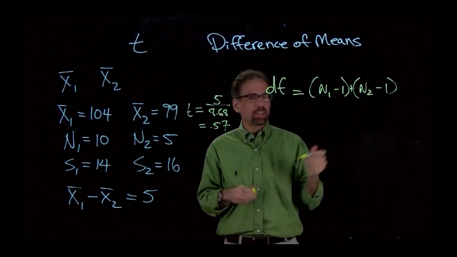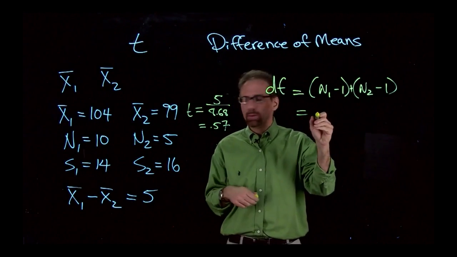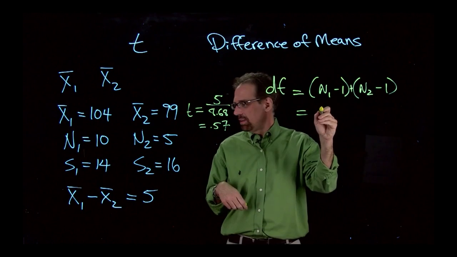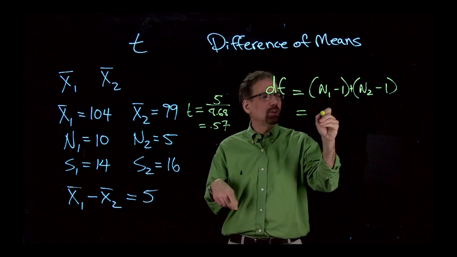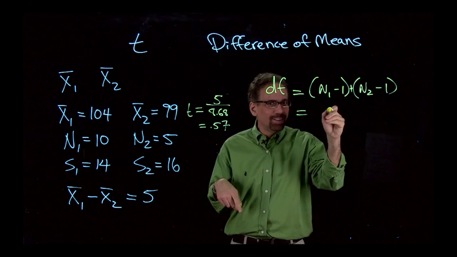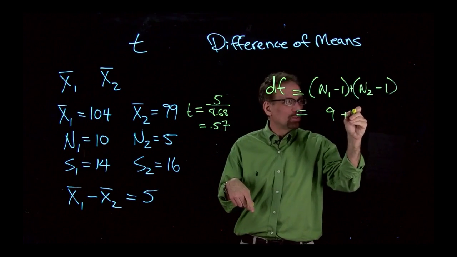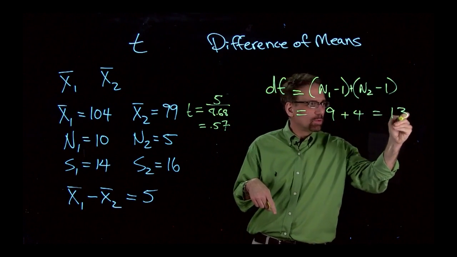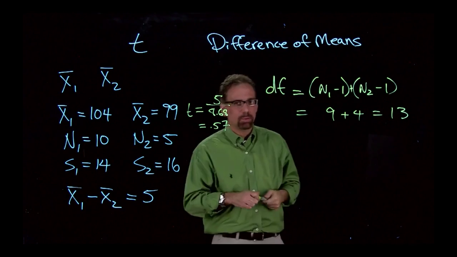Okay? I can calculate my degrees of freedom. In this case, it's very simple. It's 10 and 5, so I have 9. 10 minus 1 is 9, plus 4. And so my degrees of freedom equals 13. So I'm going to use that in the table.